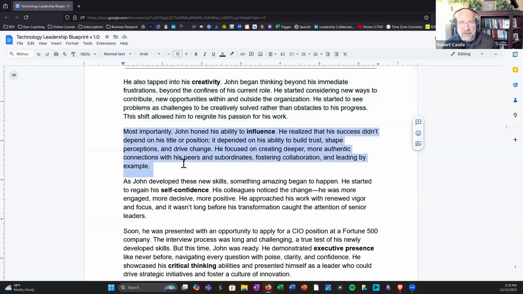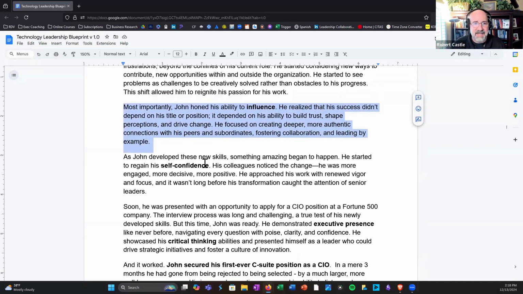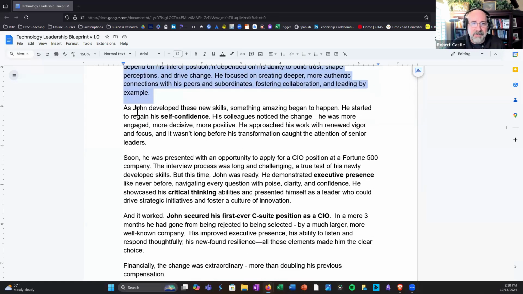Most importantly, John honed his ability to influence. He realized that his success didn't depend on his title or position. It depended on his ability to build trust, shape perceptions, and drive change. He focused on creating deeper, more authentic connections with his peers and subordinates, fostering collaboration and leading by example.